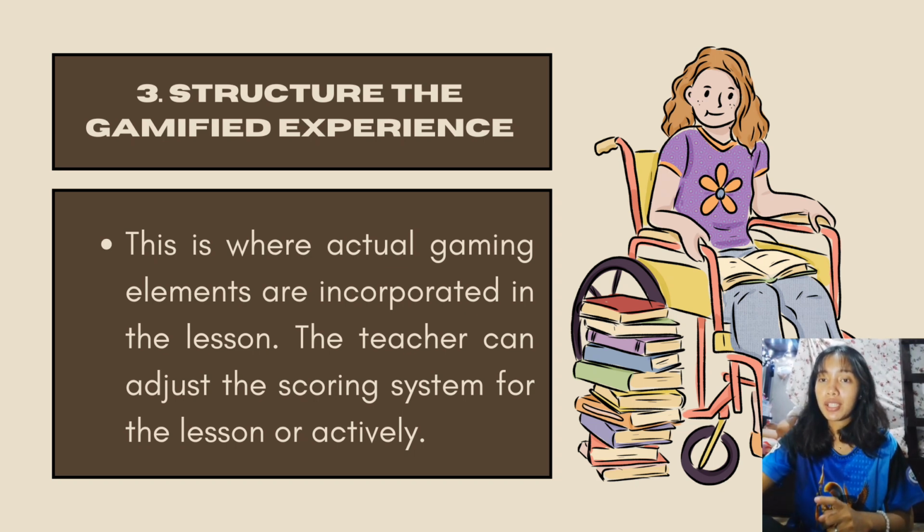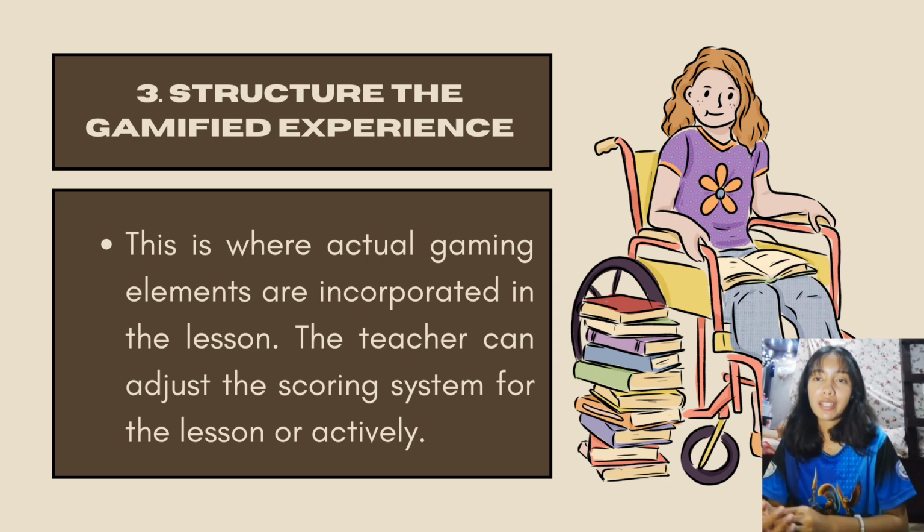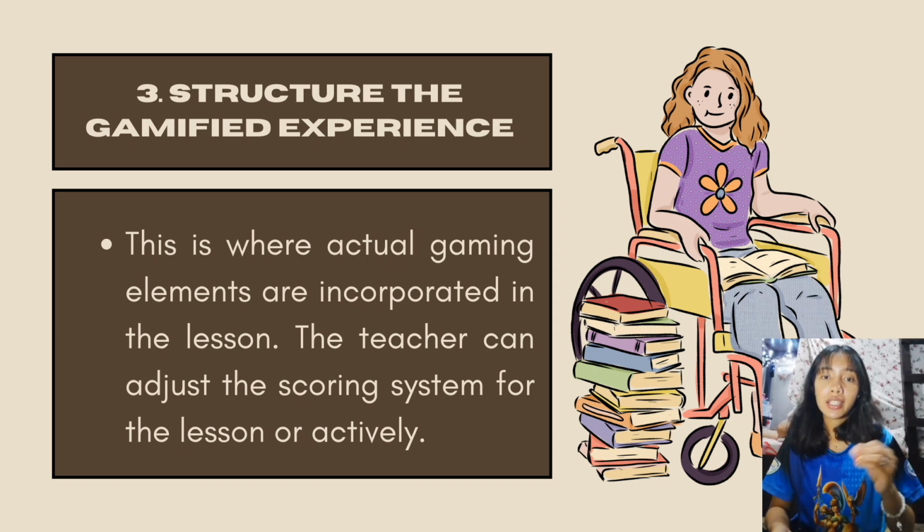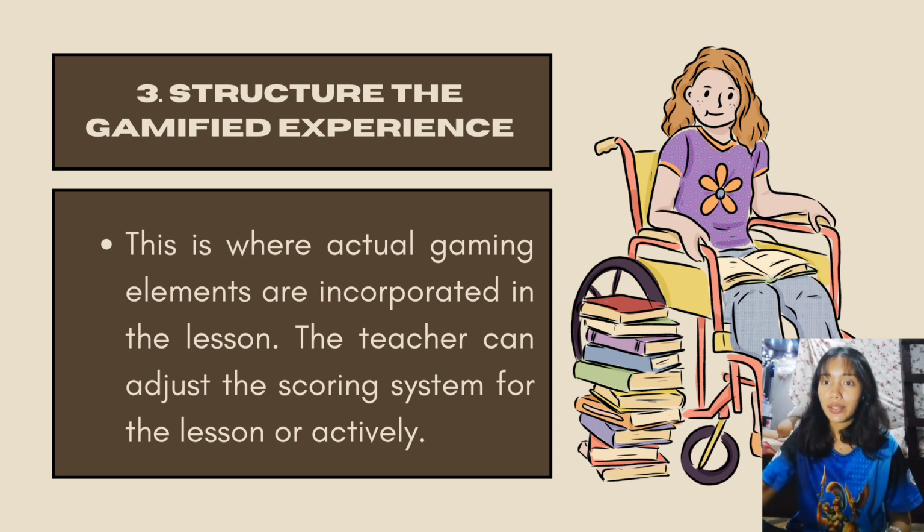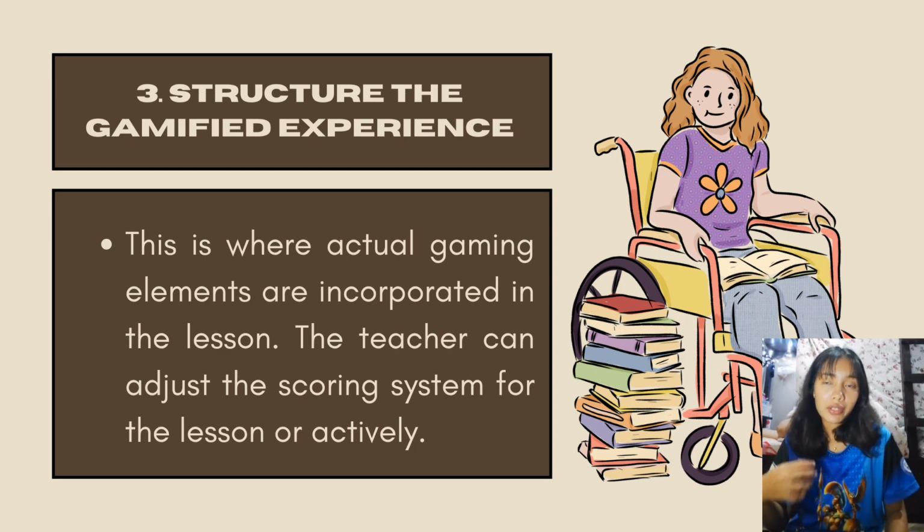For example, in elementary, you can divide the class into teams, like Team Grammar and Team Vocabulary. Each correct answer gives the team 10 points, so they can move up levels from beginner to explorer to English master. You can also give rewards like stars, stickers, or certificates. This structure keeps students excited and motivated to learn more.